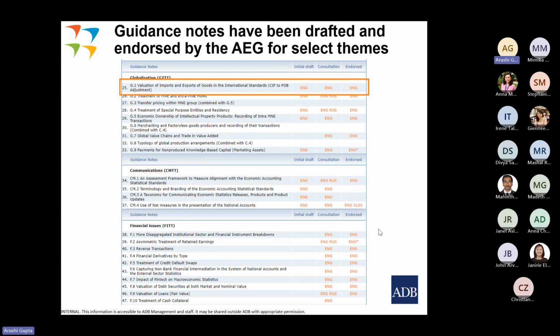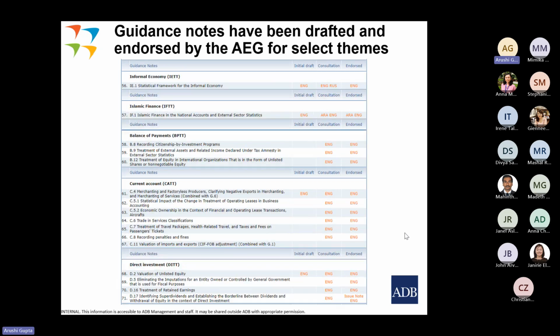Within globalization, today we will be looking at the guidance notes for valuation of imports and exports as per the international standards. Then the list continues with guidance notes on informal economy, which will be discussed by Mon in the second session of the presentation. And then there are guidance notes on Islamic finance, VOP, current account, and other issues. So, like I mentioned, it would be very useful to go through these guidance notes, especially for the teams working on those specific topics, so that we can already start to realign ourselves with the updated frameworks.